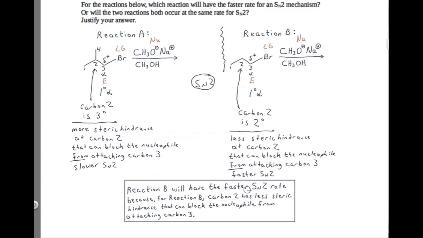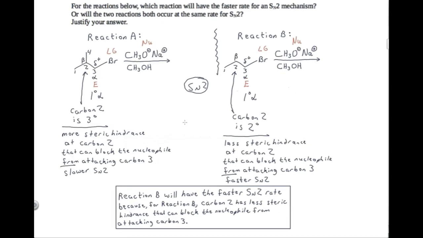By the way, there's another way to describe this situation. We know that carbon-3, which is attached to the leaving group, is called the alpha carbon. What's a good name for carbon-2? Well, a good name for carbon-2 would be the beta carbon. The carbon that's attached to the alpha carbon can be called the beta carbon. So we can call carbon-2 the beta carbon because it's attached to the alpha carbon.